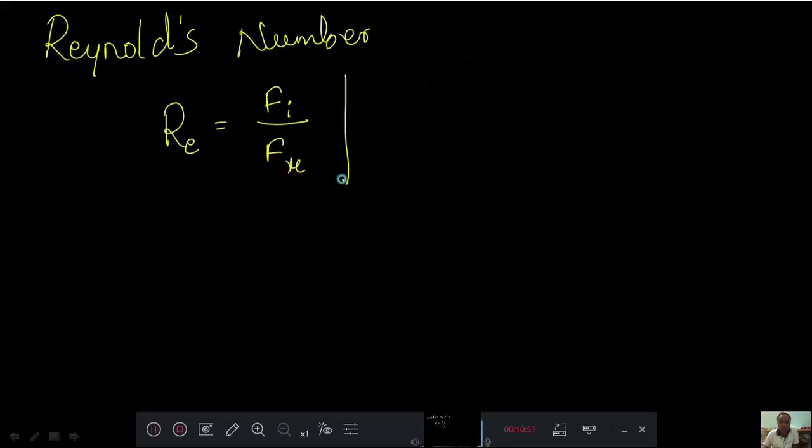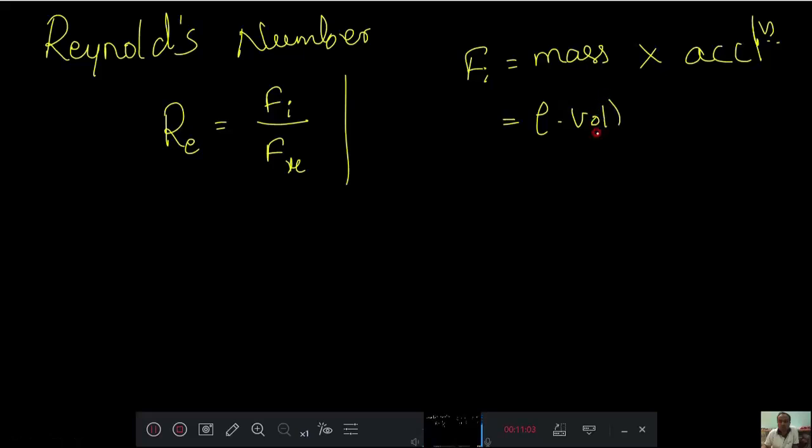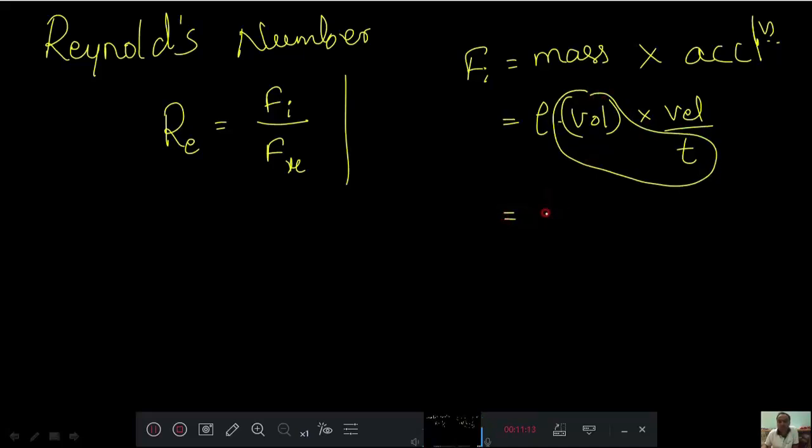Now if I take the inertial force, that is mass into acceleration, and the mass is rho into volume, that is density into volume, and acceleration is velocity by time. Here you can see volume by time. Volume by time means the discharge. Discharge is equal to area into velocity, and then another velocity. Therefore I got area into velocity square. This is your inertial force.